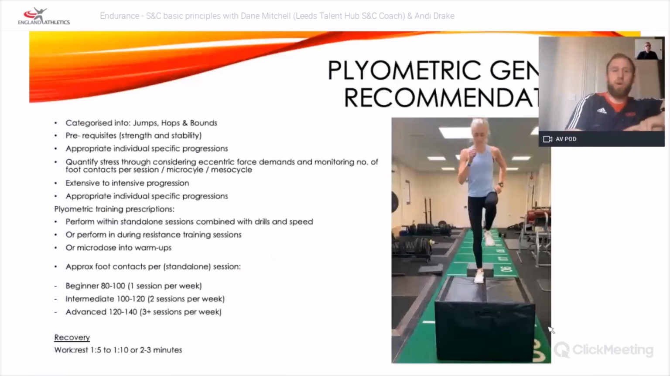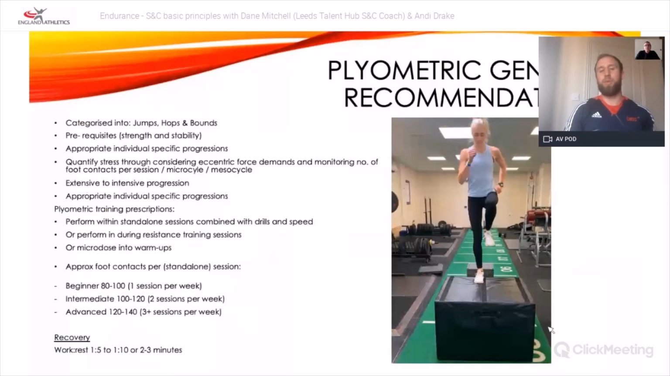So prerequisites are, before you start incorporating, make sure you're stable, make sure you can land, make sure you're not knees wobbling in all over, things like that, and make sure you are reasonably well developed with your strength as well. So you should probably be doing some base of resistance training to complement this.